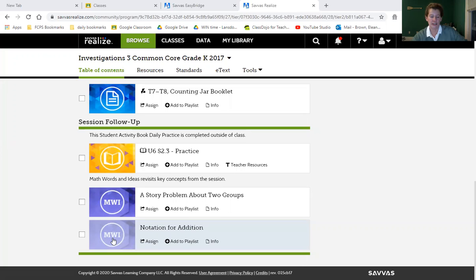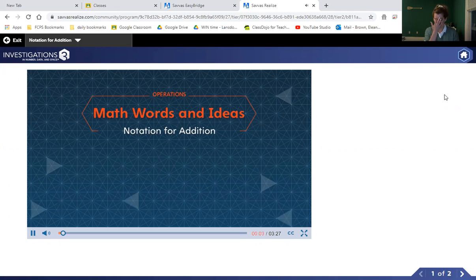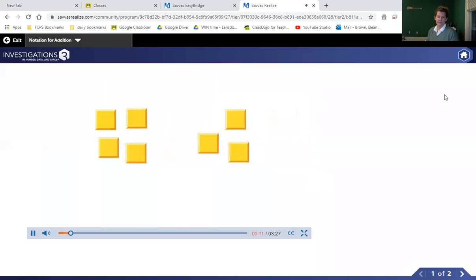Notation for addition. I can use math symbols to show addition.